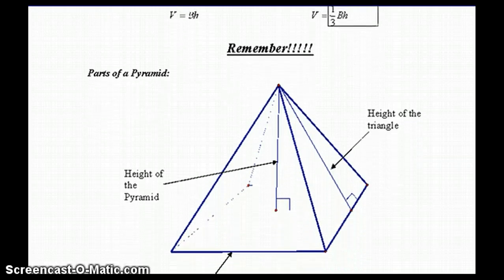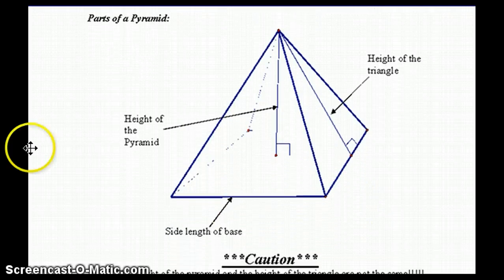Remember, when we're looking at a pyramid, the height of a pyramid goes all the way from the very top down to the center of the base. This height right here is the height of the triangle, not the height of the entire pyramid. The side length of the base will be along the bottom.